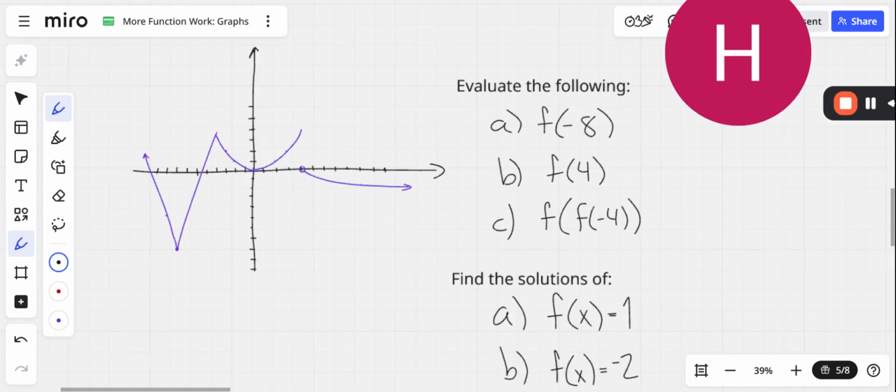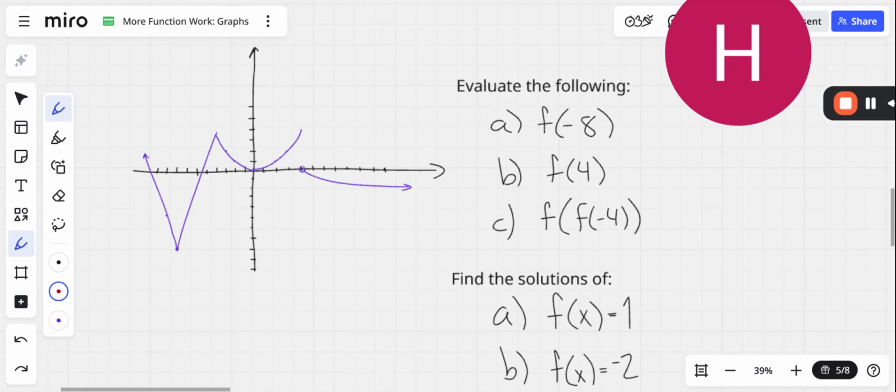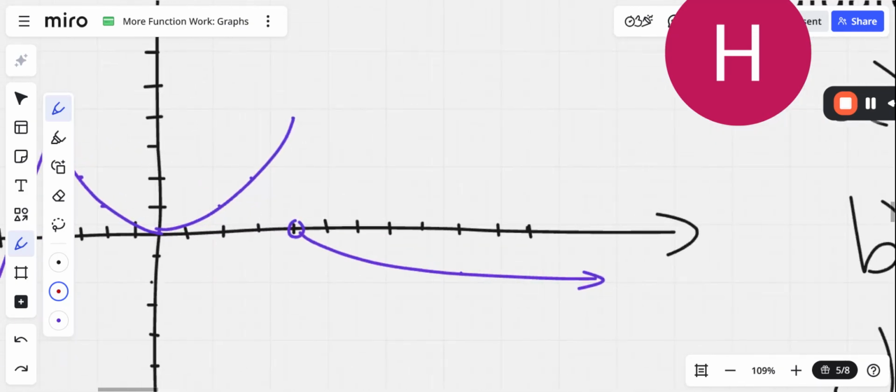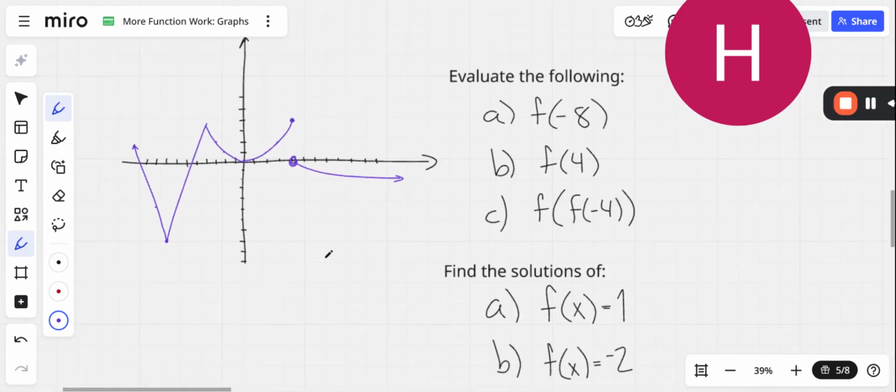We can verify that it is a function because it passes the vertical line test, right? Any vertical lines drawn will cross through at most one point. And to be clear, this here is an open circle. So this spot I'll make a little bit clearer. It's a closed dot.